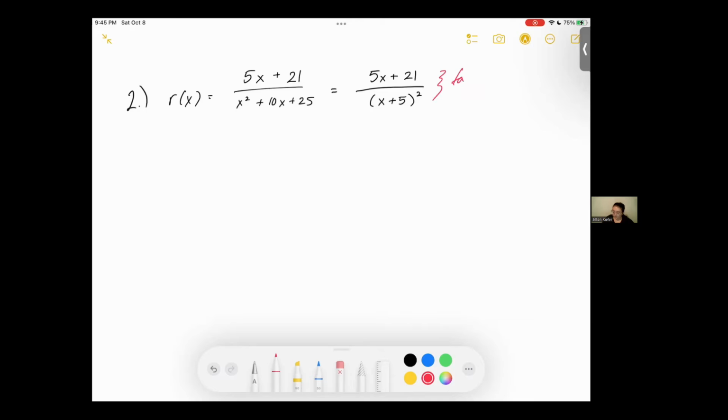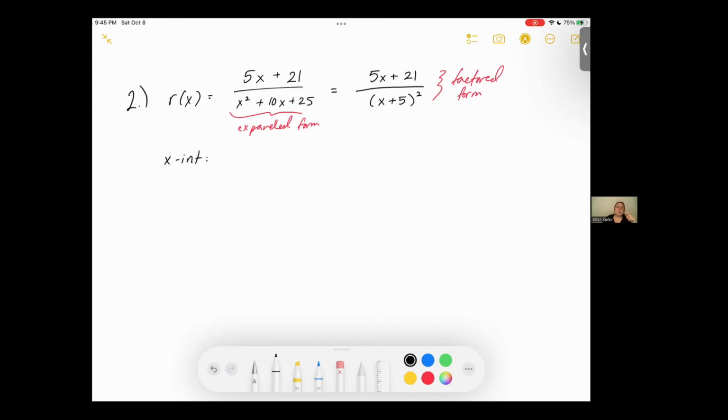So this is factored form. And this is the expanded form. All right, so we've got our two forms here. We factored it. That was step one. Step two is we want to find the intercepts. So let's go ahead and start with finding the x-intercept.